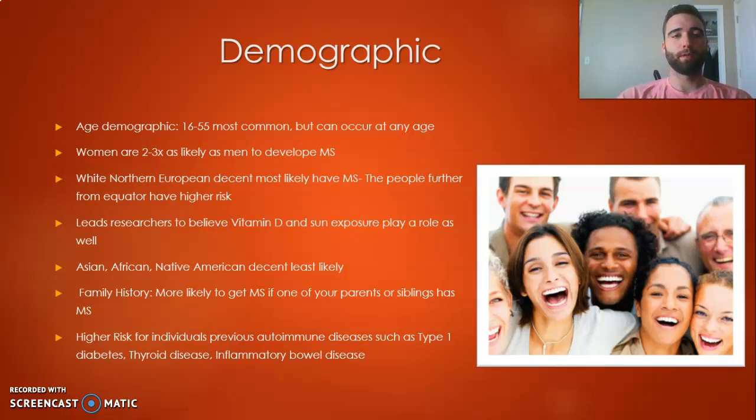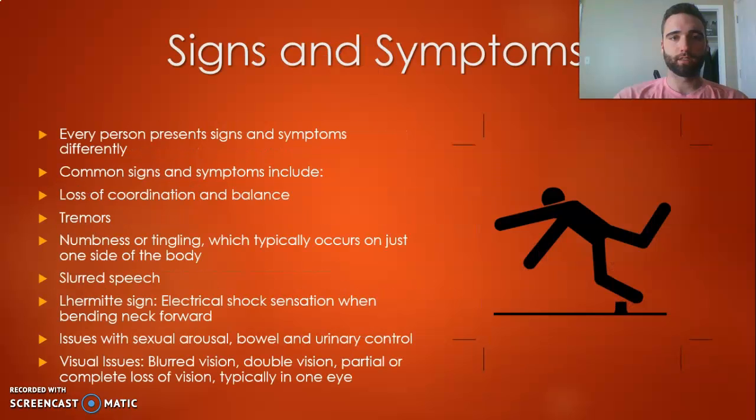Family history is important because if you have a first-degree relative, so either a parent or a sibling who ends up developing MS at some point in their life, your likelihood for developing MS is increased. That's something to look out for. And then another high risk category is people who already have autoimmune disorders such as type 1 diabetes, thyroid disease, or inflammatory bowel disorders such as Crohn's disease or ulcerative colitis.